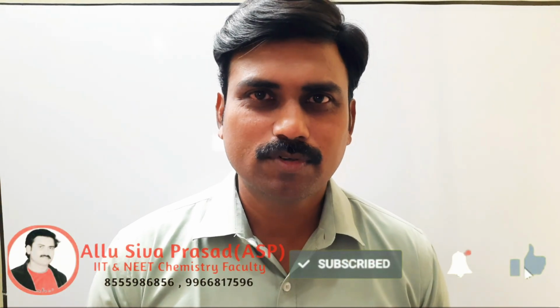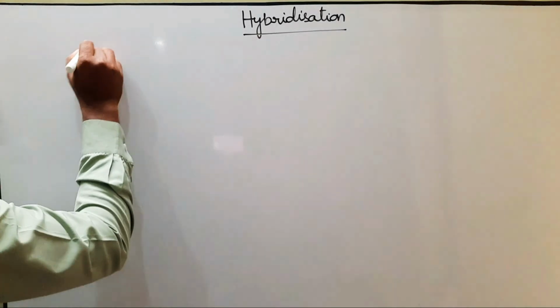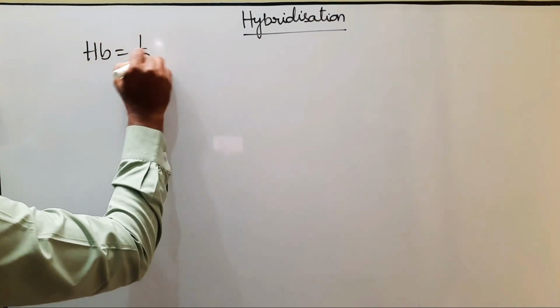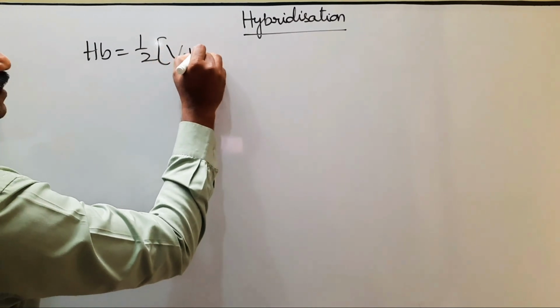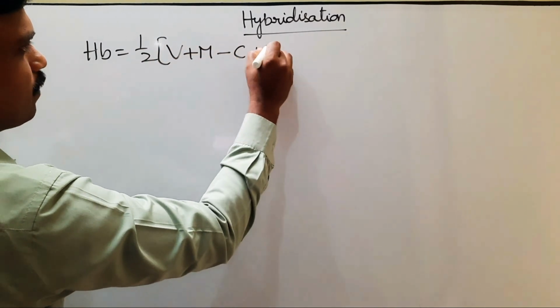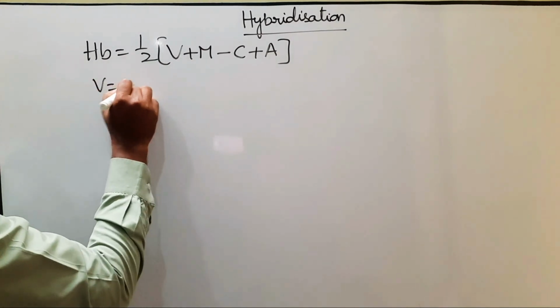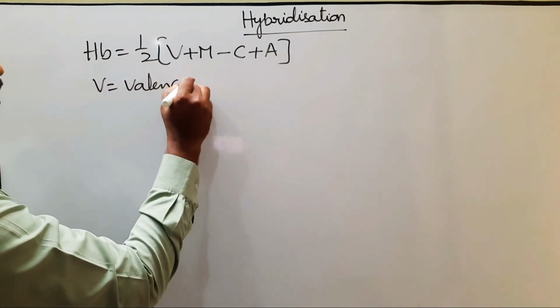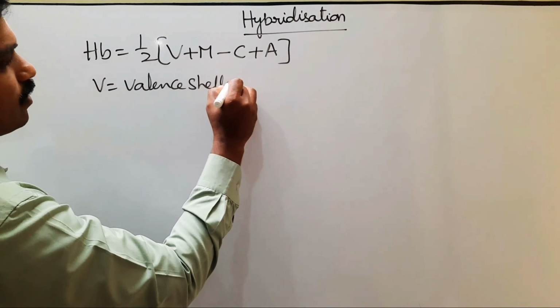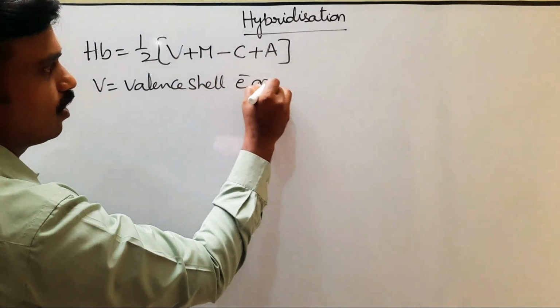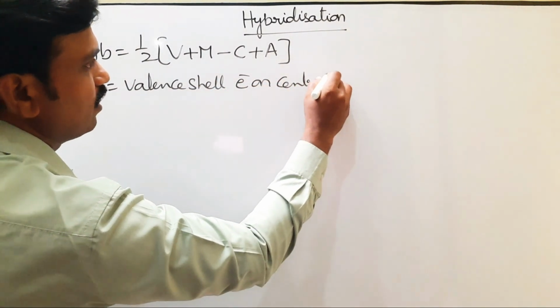Today I am explaining the hybridization topic. For calculating hybridization, there is an easy formula. Look at the shortcut formula. Hybridization is equal to half into (V plus M minus C plus A), where V is the valence electrons on the central atom.